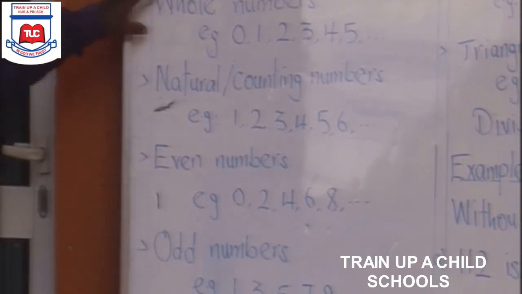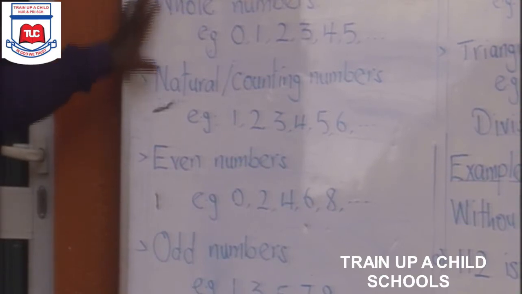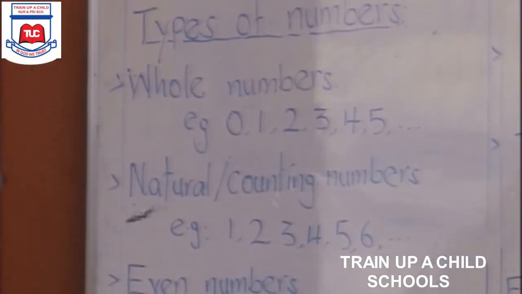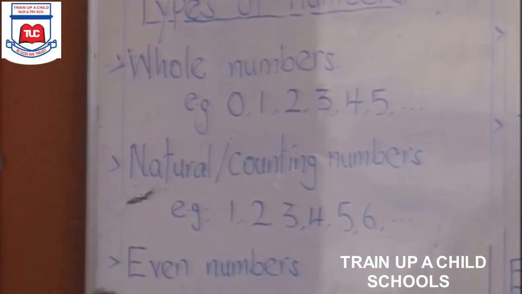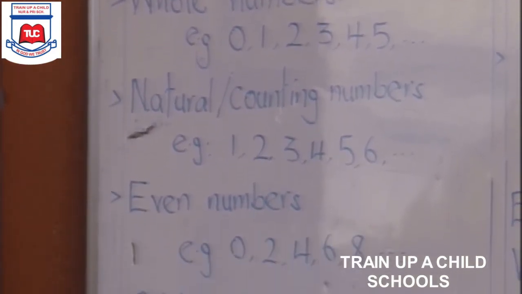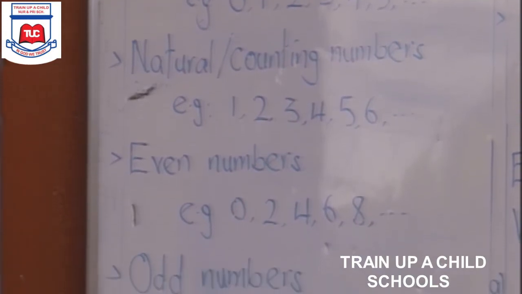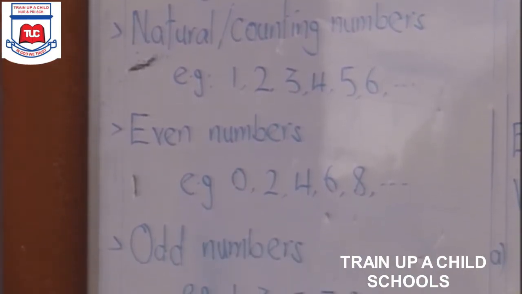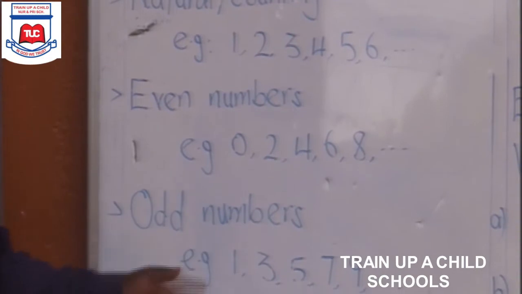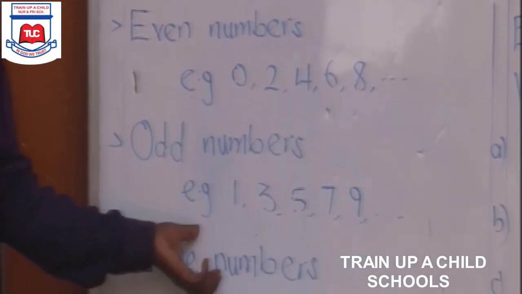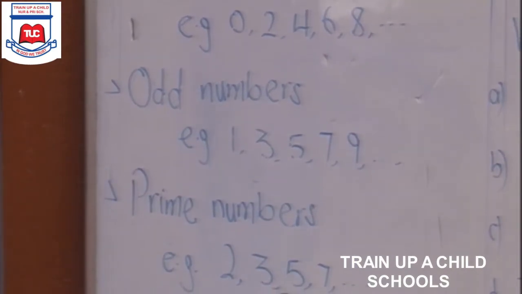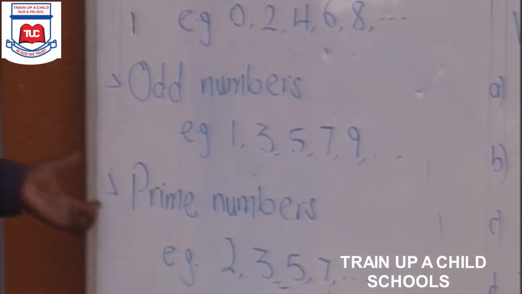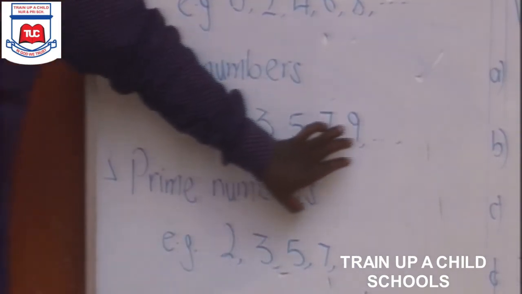We said natural numbers and odd numbers have a +1 sequence or +1 pattern. Even and odd numbers have a common one of +2. You go on adding 2 to get a new one. Another type is prime numbers. Prime numbers have something to do with factors.